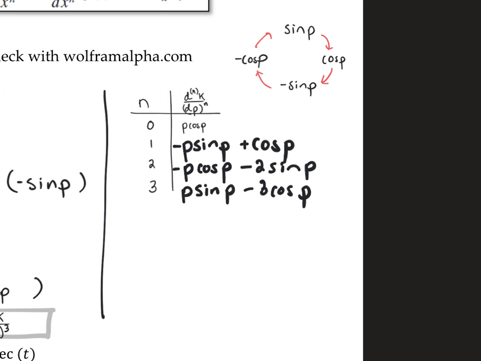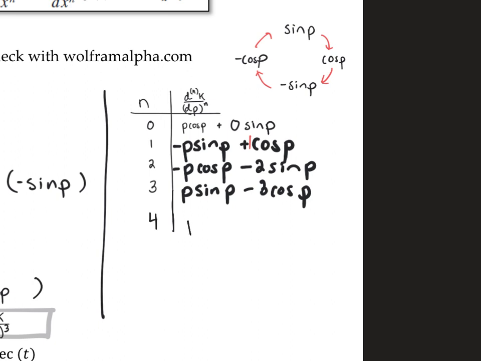Now, if we think of this as really a 0 times a sine of p, then we can see that our signs go positive, positive, negative, negative. And the coefficients in front of this second term go 0, 1, 2, 3, if we just look at their absolute values. So I'm just going to make a stab at what I think the next derivative would be, and we'll check when we check in Wolfram Alpha.